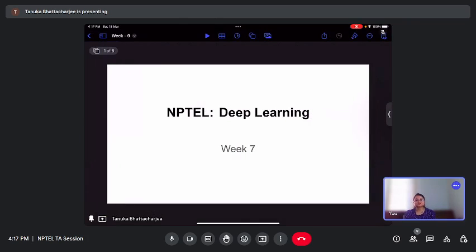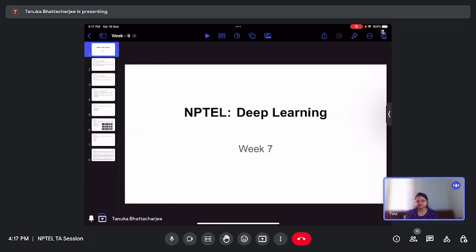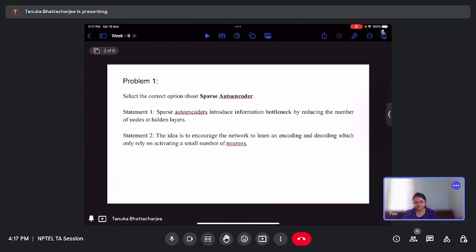So today we will discuss some of the ideas of autoencoder, and then we'll solve one problem on convolutional neural network. So let us first look at the autoencoder questions. The first problem says select the correct option about sparse autoencoder, where the first statement is sparse autoencoders introduce information bottleneck by reducing the number of nodes at hidden layers, and second is the idea is to encourage the network to learn an encoding decoding which only relies on activating a small number of neurons. So can any one of you answer which one is the correct option in case of sparse autoencoder?